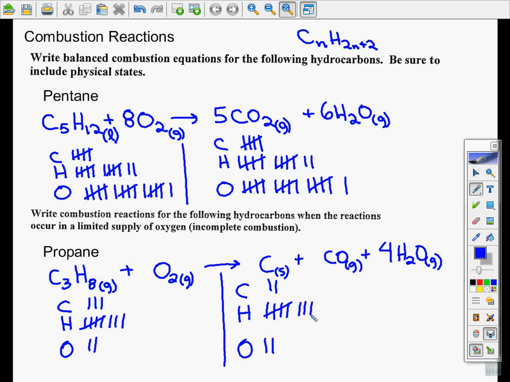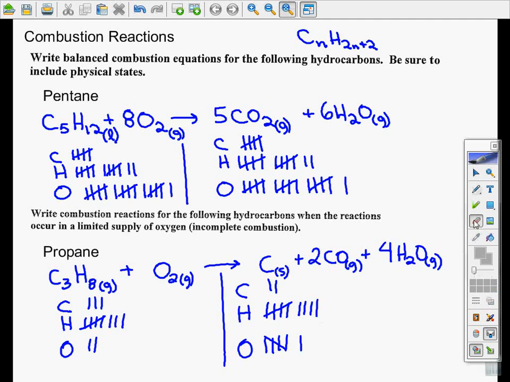It's good for the hydrogens, but it also gave me a total of 3 more oxygens. So on this side, it gives me 5. So now I have 5 oxygens on that side and only 2 on the other side. Now, the next step, wouldn't it be nice if I could get an even number of oxygens on the reactant side? So I'm going to go ahead and put a 2 in front of there. That gives me another oxygen.